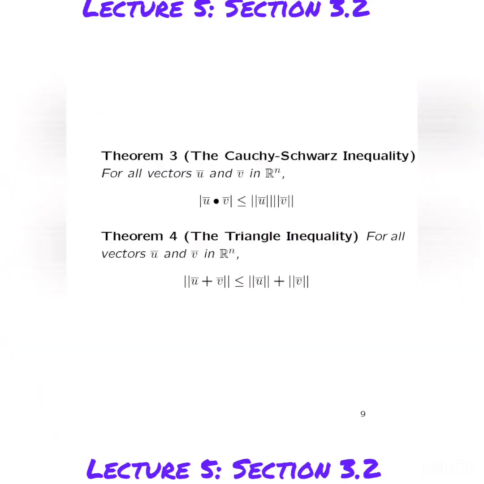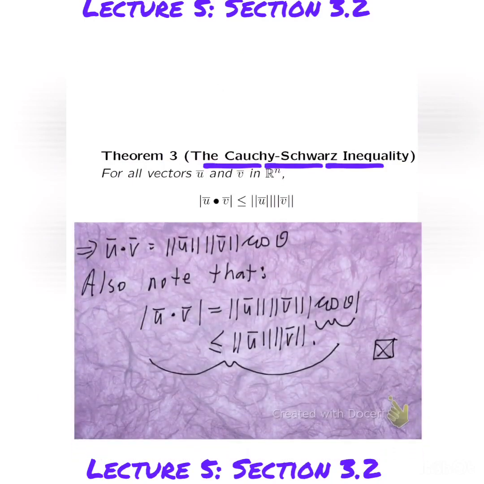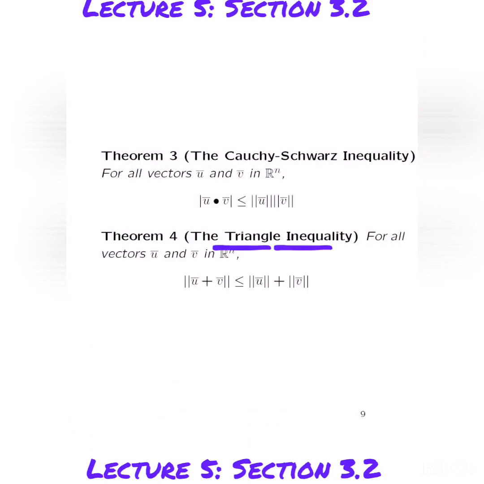Theorem 3, the Cauchy-Schwarz inequality. We already proved this result earlier, and I'm bringing up that old slide where you could see the inequality. And from that, we can actually derive the triangle inequality, which is a very important result in mathematics. For all vectors u and v in Rn, the norm of the sum is at most the sum of the norms. Okay, so this is a very, very important result.